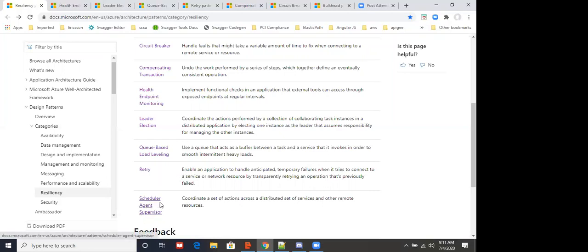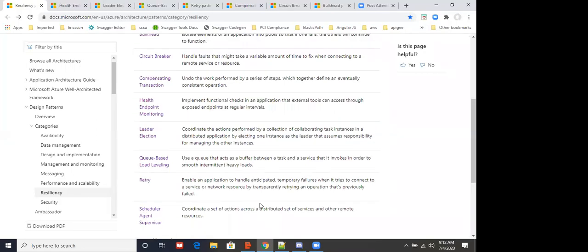And this is the scheduler agent. I think I didn't have this in my agenda, but it coordinates a set of actions across a distributed set of services. I think it may be similar to leader election, but let's see if we get time, we can explore and see what this is.